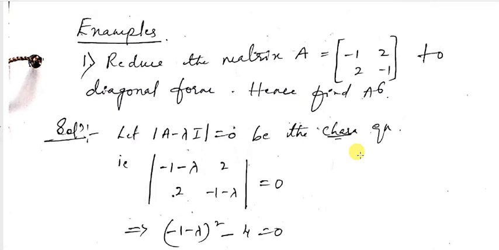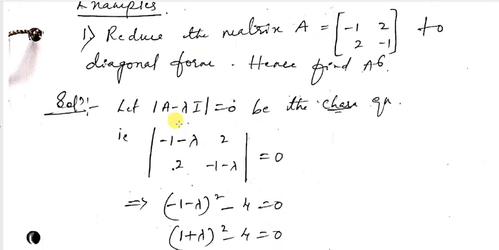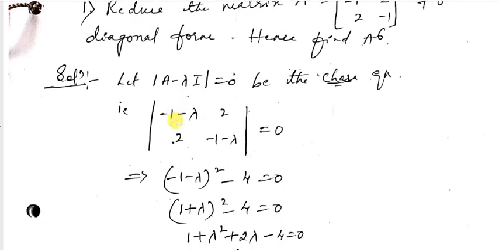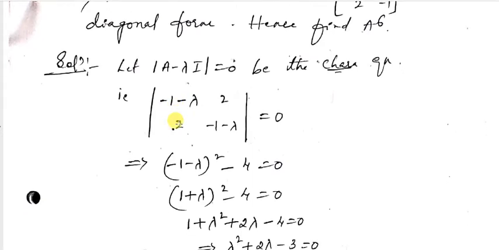The first example: reduce the matrix A is equal to [-1 2; 2 -1] to the diagonal form, hence find A power 6. So in the first example, we have to reduce the matrix A to diagonal form, and then we have to compute the powers of A, that is A power 6. So first let us reduce the given matrix to the diagonal form through the similarity transformation, that is P inverse AP.